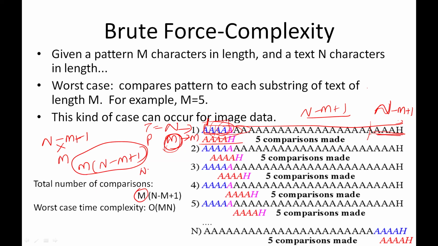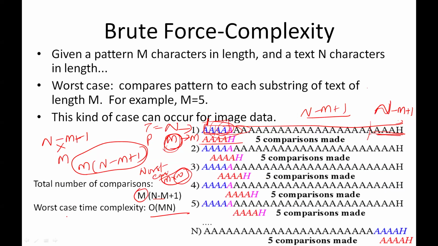And if you talk about the worst case complexity, then we can say it will be at the most m into n, right? Because n minus m plus 1 is, you can say, maximum. The worst case, you can say it is just n, simply n. So we can say it is m into n. Okay, so that is what is written here.